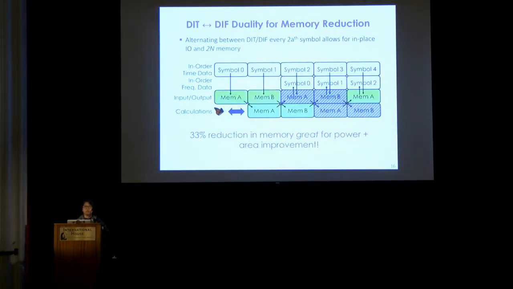So then you can perform in-place readout, basic in-place memory reads and writes, and by allowing you to switch from 3N memory to 2N memory, you're able to save a 33% reduction in memory, which is great for power and area.